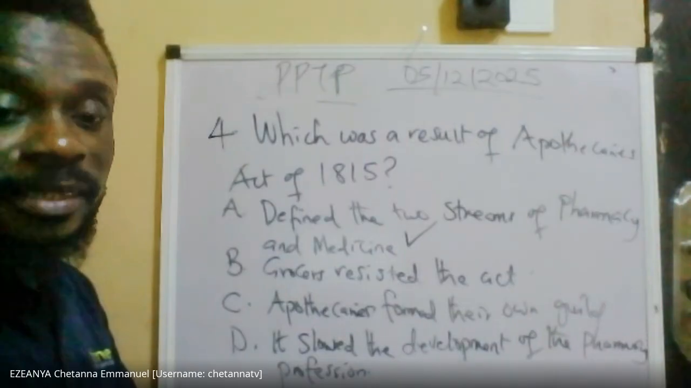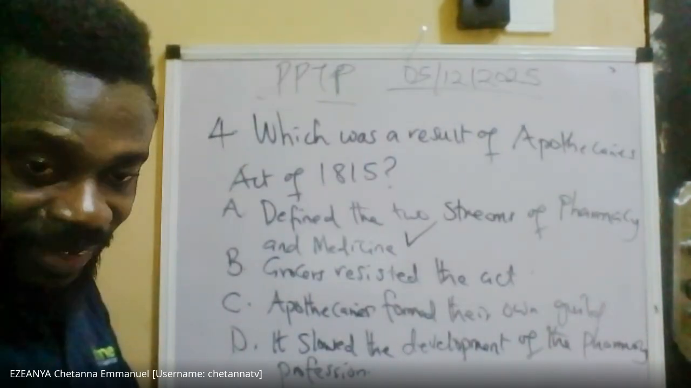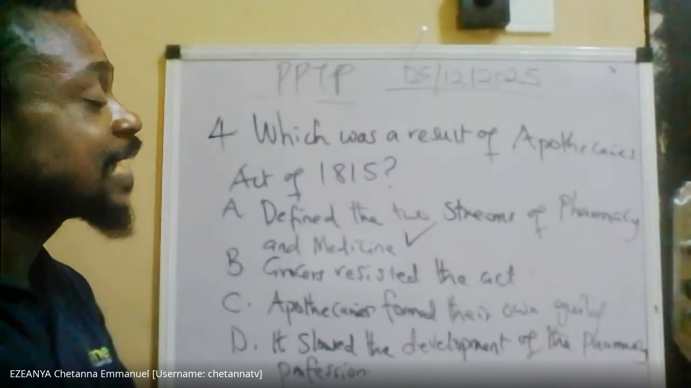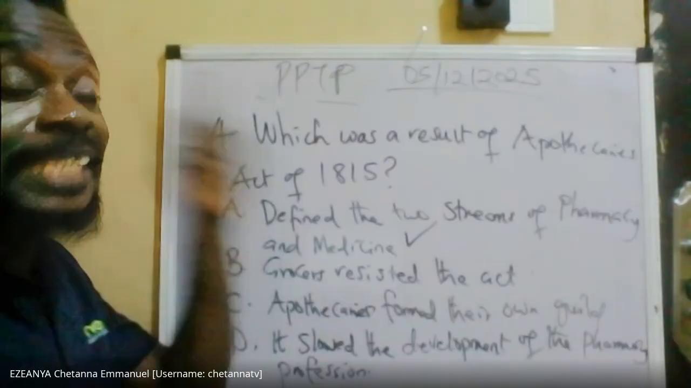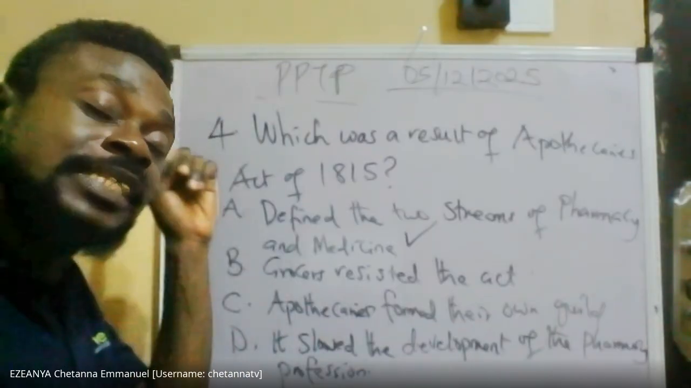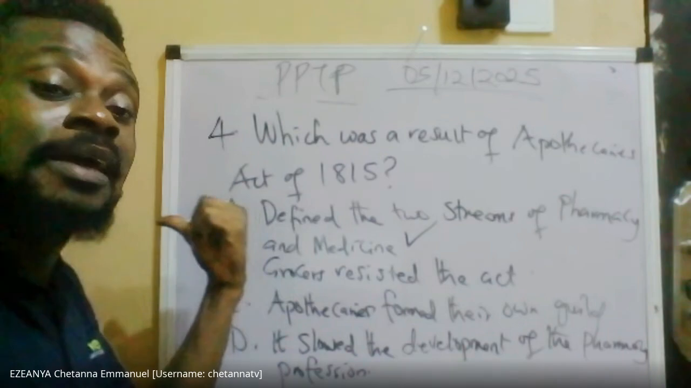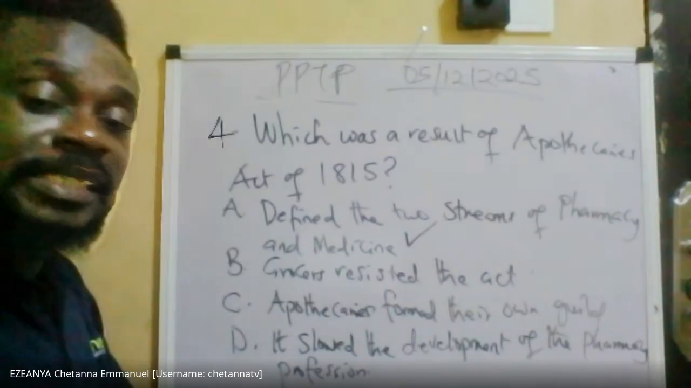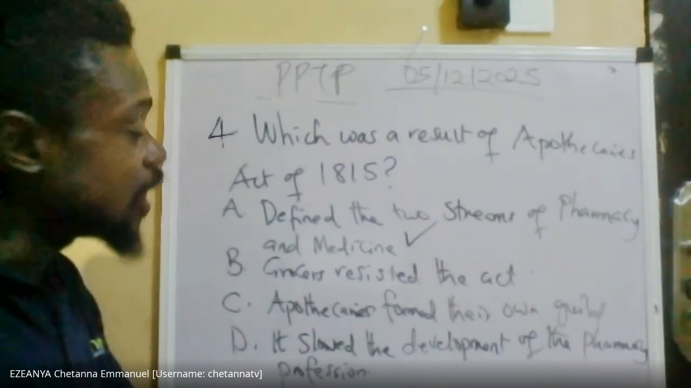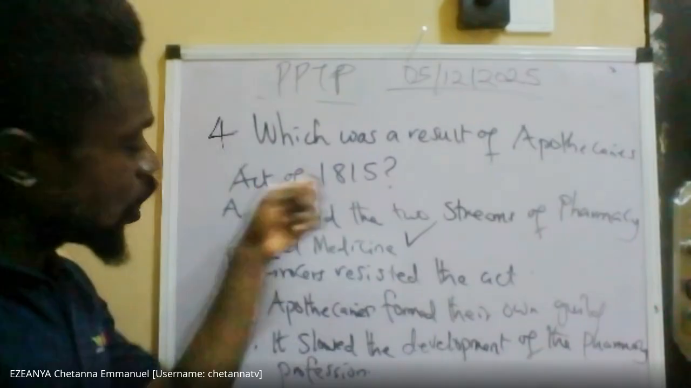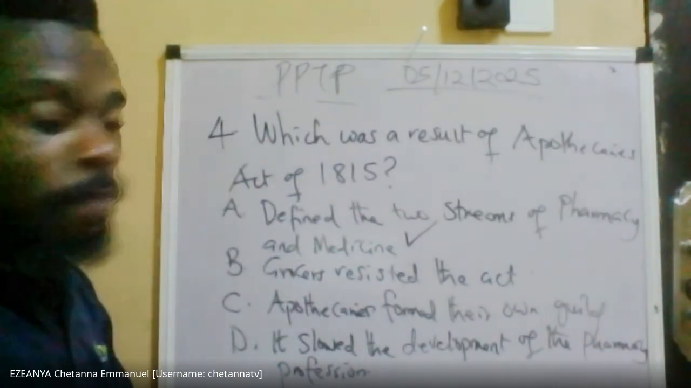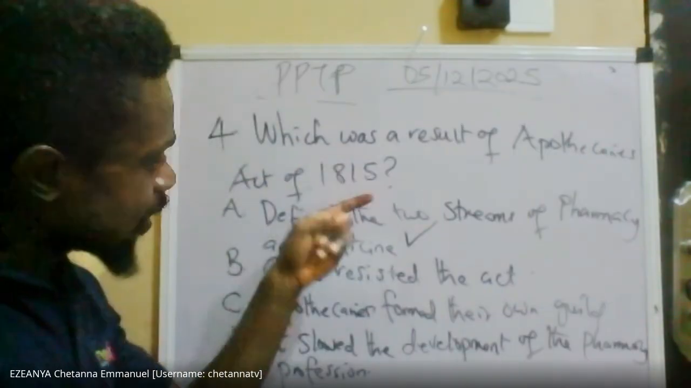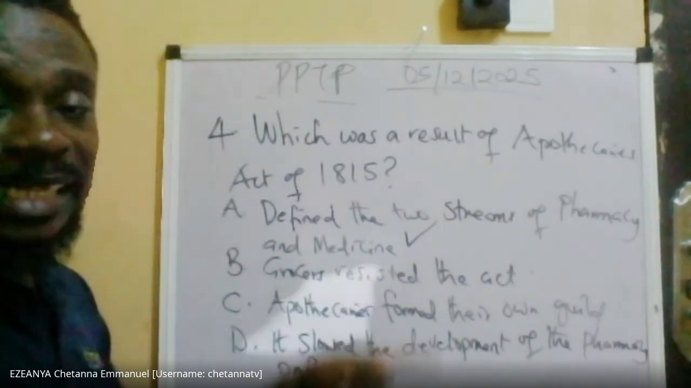Grocers actually resisted the act. In fact, it was that resistance that the charter was done before, even 200 years before this 1815. But the grocers resisted it. But in the end, they could not win the game. They could not stop it. So it came into full force in 1815. But that is not the aftermath. That is not what was achieved by this act. So even though yes, they resisted, that's not the answer.